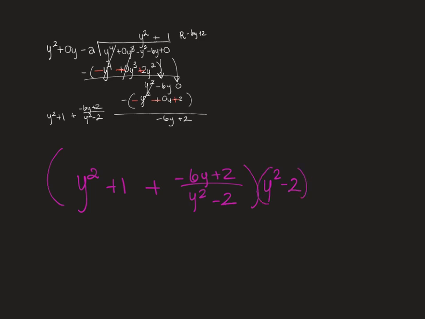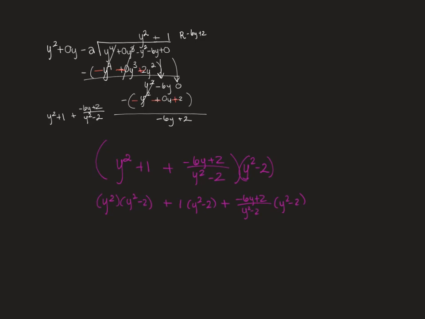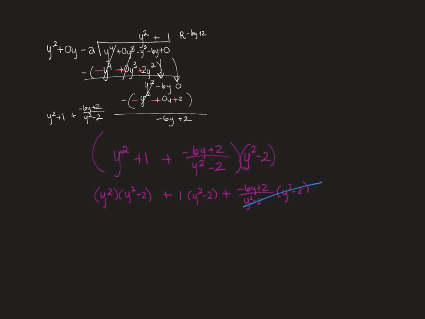So when I do this, you're multiplying by this whole entire quantity. So really you're going to get y squared times y squared minus 2 plus 1 times y squared minus 2 plus negative 6y plus 2 over y squared minus 2 times y squared minus 2. So here's what kind of works out. These y squared minus 2's are going to cancel off, so I'm left with a negative 6y plus 2. This first one's going to become a y to the 4th, because I'm just going to multiply the y squared in, minus 2y squared, times 1 makes this a plus y squared minus a 2, and then we're going to see what happens.